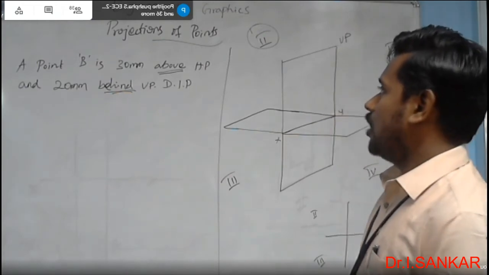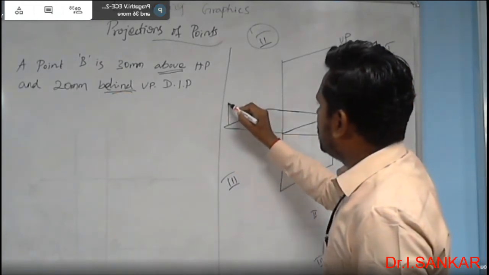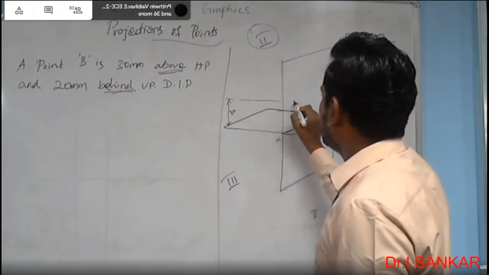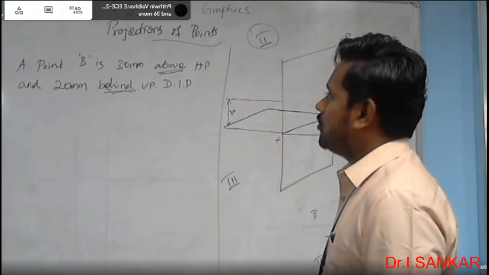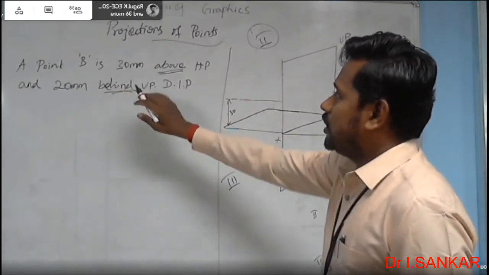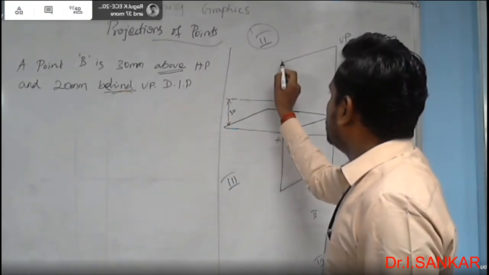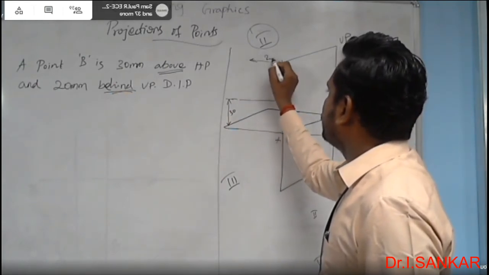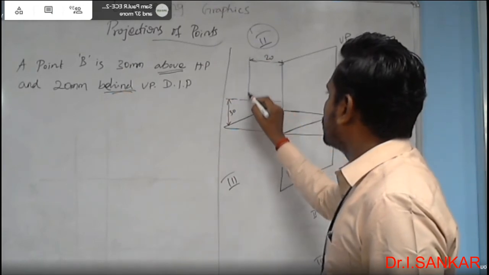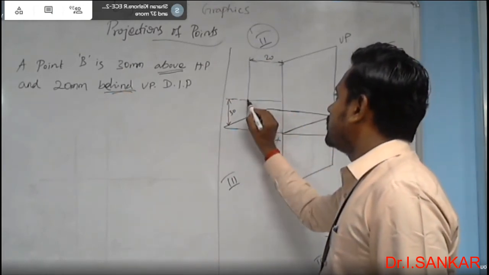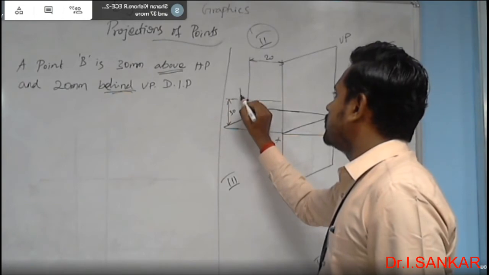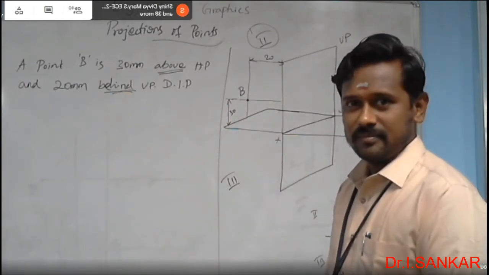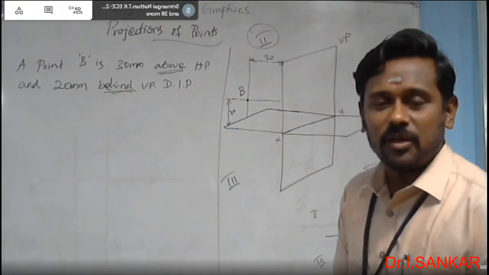Okay. How much above HP? 30 mm above HP. In that range, 30 mm above HP. And 20 mm behind VP. VP, 20 mm behind. So if you locate it, it will be located here. This is nothing but our point B. Now you need to obtain the front and top views of the point B.